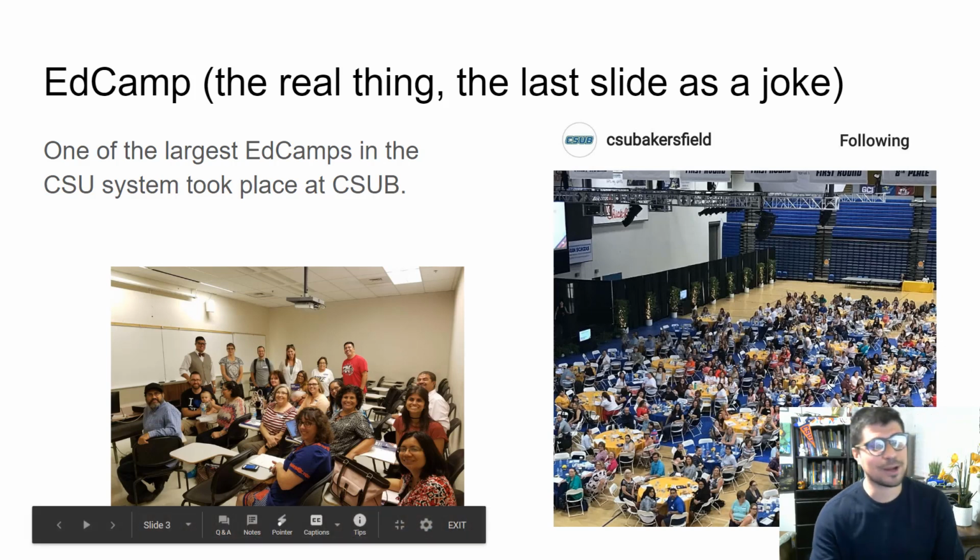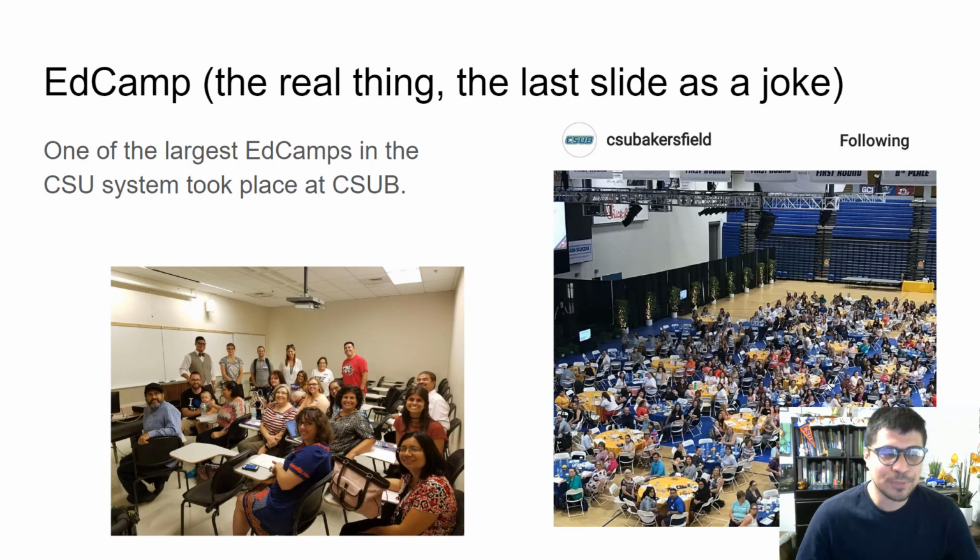Let me start out with what an EdCamp is. First, the image right here on the bottom right is one of the EdCamps that took place here at Cal State Bakersfield a few years ago. Bakersfield did pretty well with hosting one of the largest EdCamps in the CSU system. They had it over multiple years in a row.